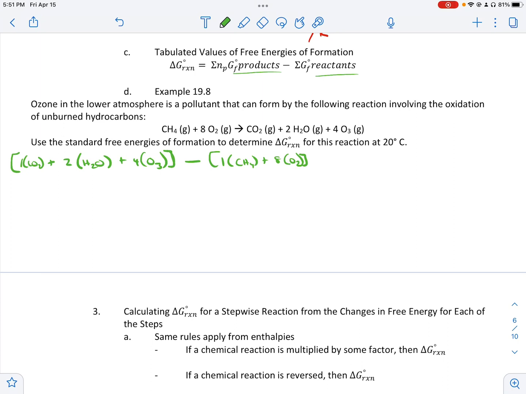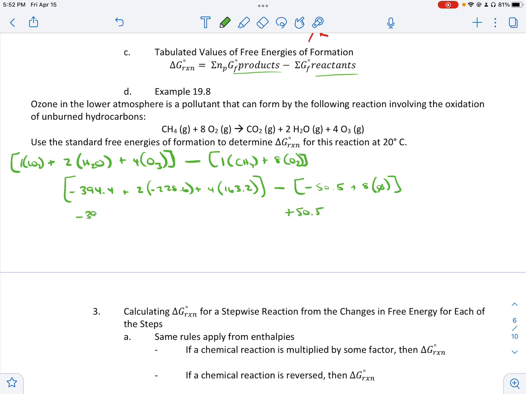So for CO2, looking it up, we've got negative 394.4 plus 2 times whatever H2O is, negative 228.6, plus 4 times whatever ozone is, 163.2. All right, that's all on the product side, minus whatever's on the reactant side. In this case, we've got methane, so we've got negative 50.5, and we've got plus 8 times 0. Well, that makes the math fairly easy right over here. So we're going to have plus 50.5.